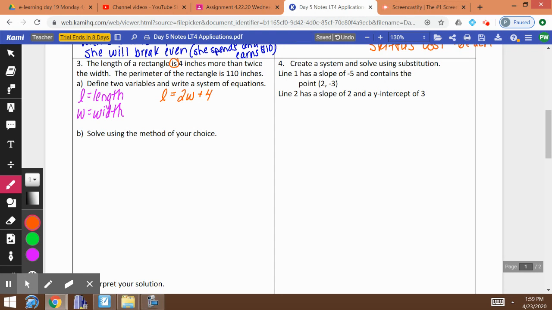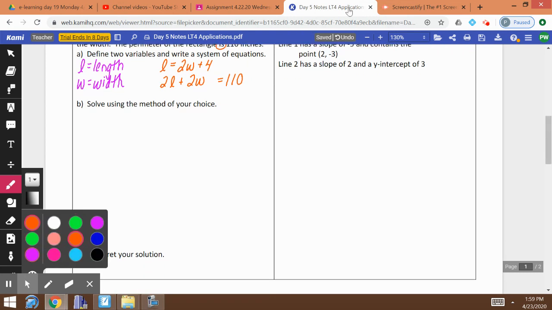Perimeter of the rectangle is 112 inches. So again, perimeter, we know, is twice the length and twice the width. This is the actual system. Now, some of you may be thinking, well, I could have done that without a system. Like I said, you really could have.